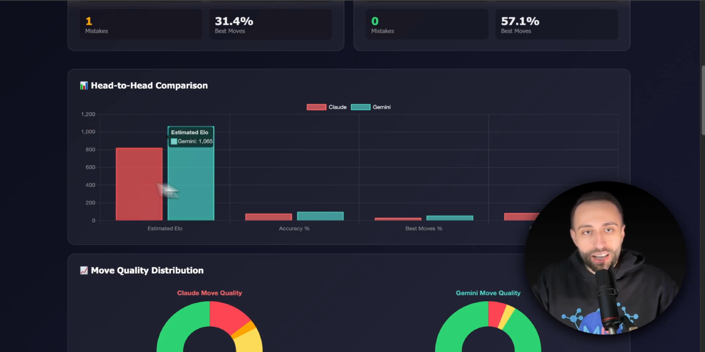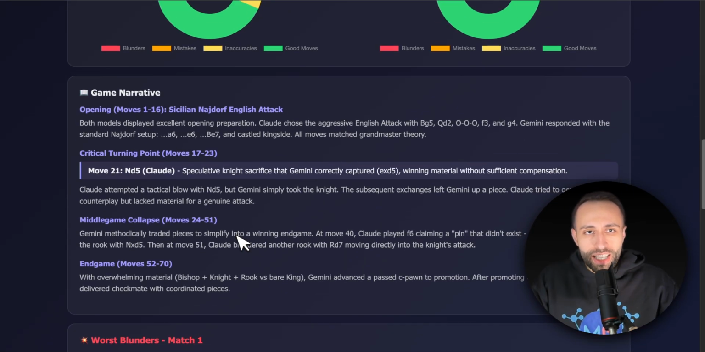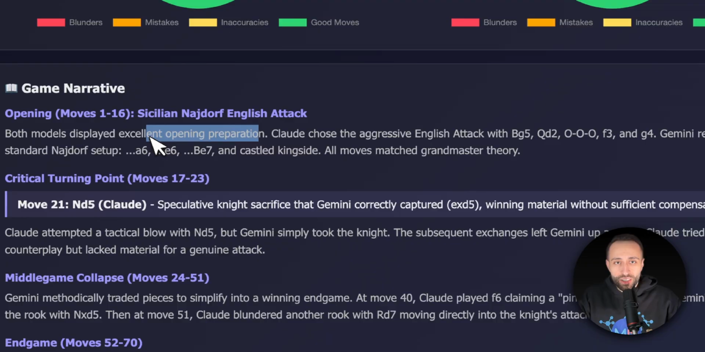So you can see on average, again, the accuracy about best moves, blunders, all of them, Gemini outperformed Claude. Scrolling down here, I want to go into a little bit of deeper detail on the analysis of the game. So both models actually have excellent opening preparation. Claude chose the aggressive English Attack. That's sort of a strategy.